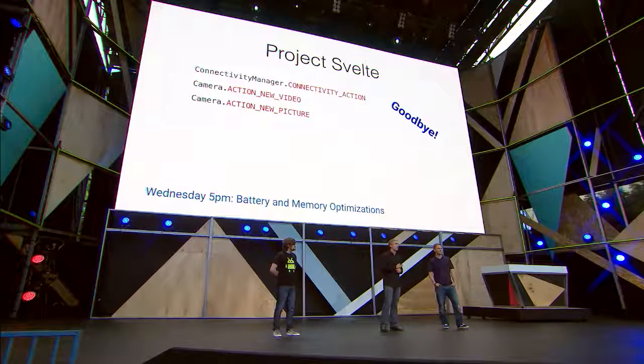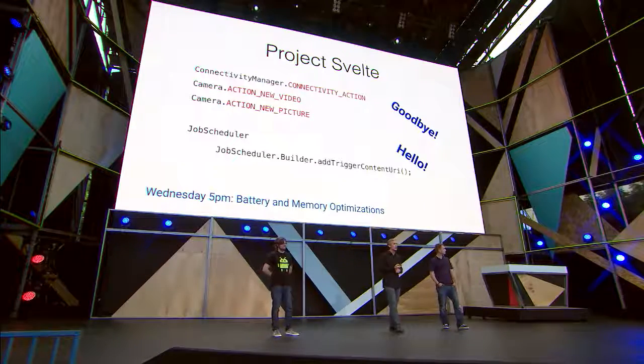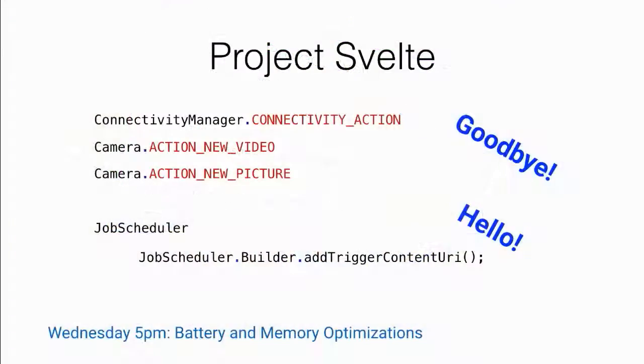Instead, the new approach is to use Job Scheduler, which we have been talking about for a couple of releases now. In particular, there's a new API that you should pay attention to that allows you to ask for when content is changed. Not immediately, because that was the problem with the old approach, but eventually. When that job gets scheduled, then you can find out if there's new media that you care about. Again, go to the battery and memory optimization session to learn more about this stuff.